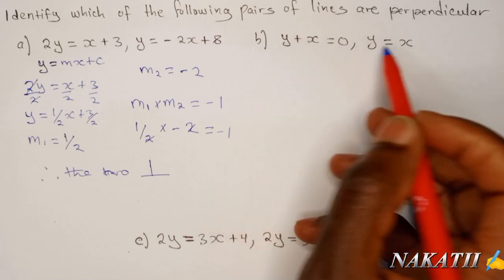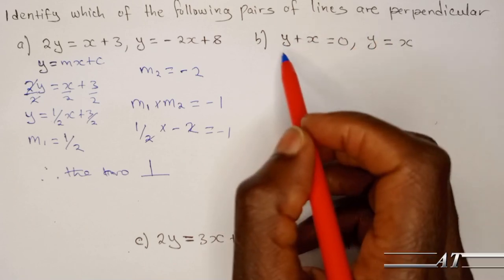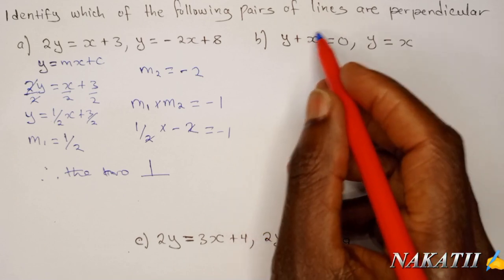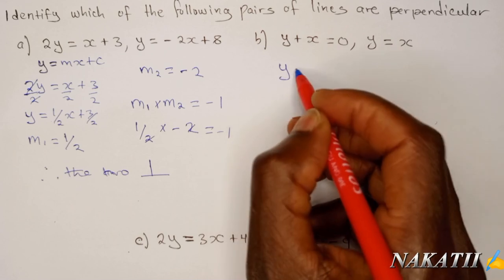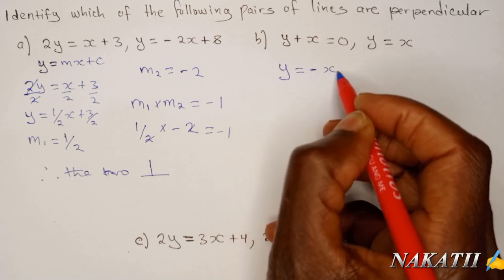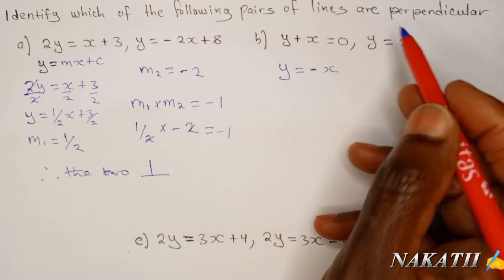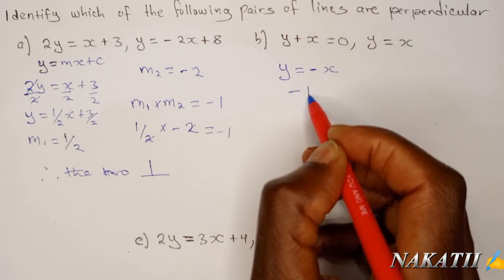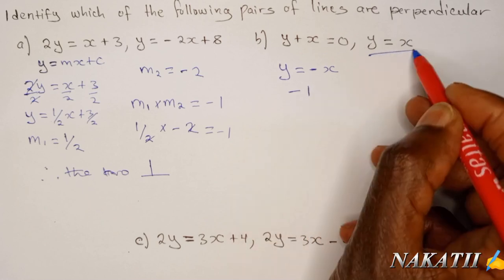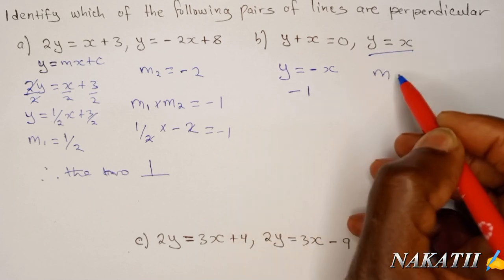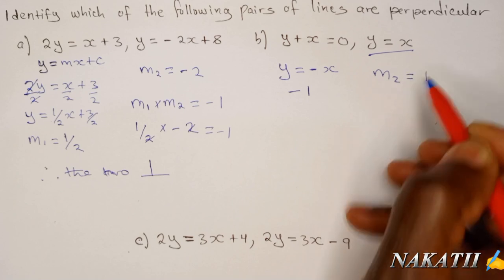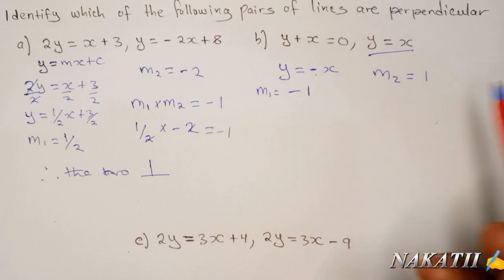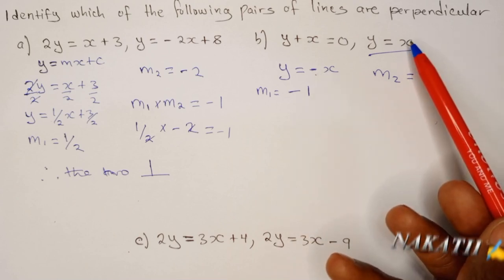We have this one and this one here. The same, rearrange this one in the form y equals mx plus c. Take x to the other side, and you're going to have y equals -x. And this one already is in that form. So here you can easily pick the gradient. The gradient, m1, is -1. Whatever is in front of x is the gradient. The same here, whatever is in front of x is 1, so m2 is 1.